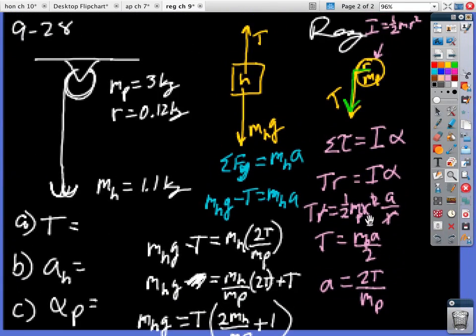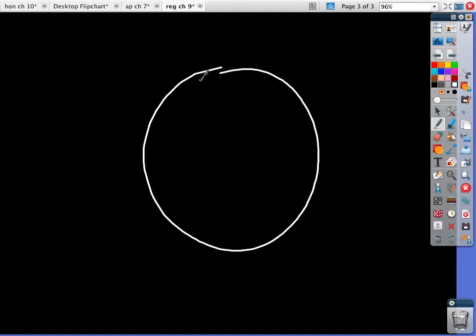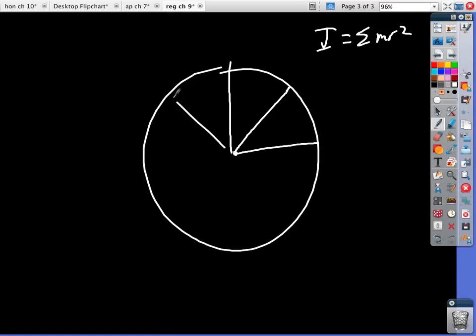Does it make sense to you that if I have a disk like this, and I have a center right there, if I want to pivot this disk, then I'm kind of pretending that I is equal to the sum of mr squareds? That means if I divide this into even pieces, then this should just be the moment of inertia of each one of those pieces added up.